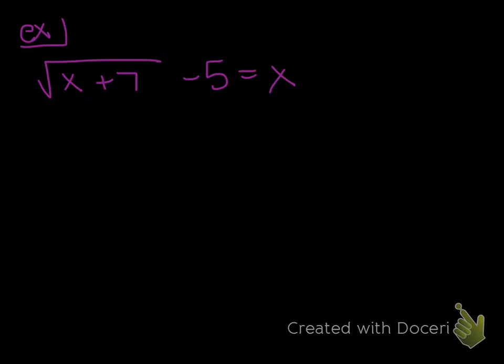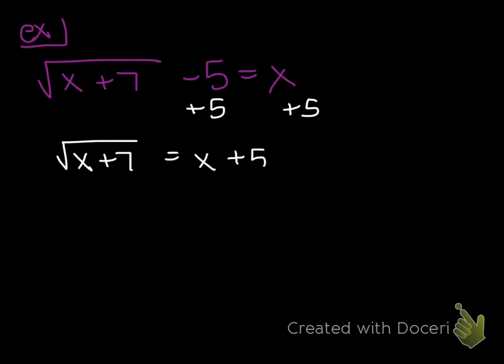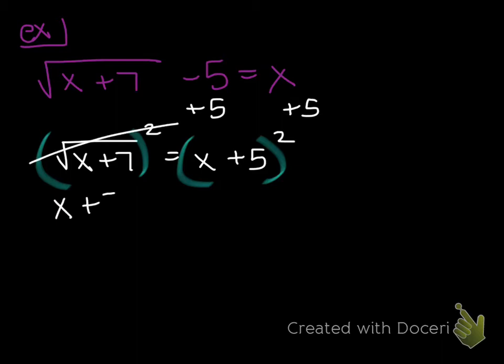So our last example, again, is radical form. We're going to start by adding the 5 over. I will be left with the square root of x plus 7 equals the quantity of x plus 5. To get rid of the square root, I will raise both sides to the second power. So the left side cancels, I'm left with x plus 7. When I have the quantity of something squared, I will write it twice, and this is where you're going to FOIL or do the box method.